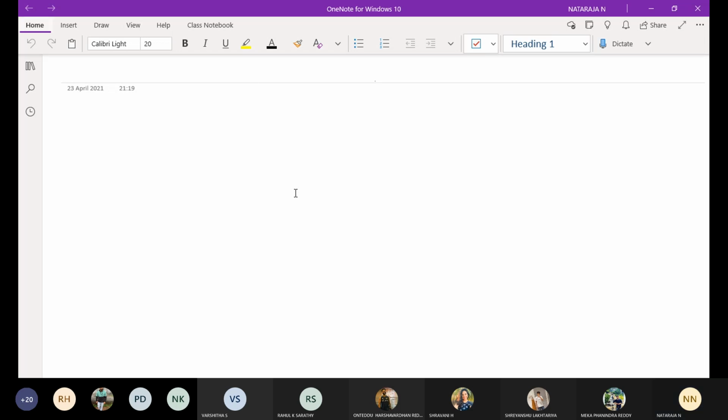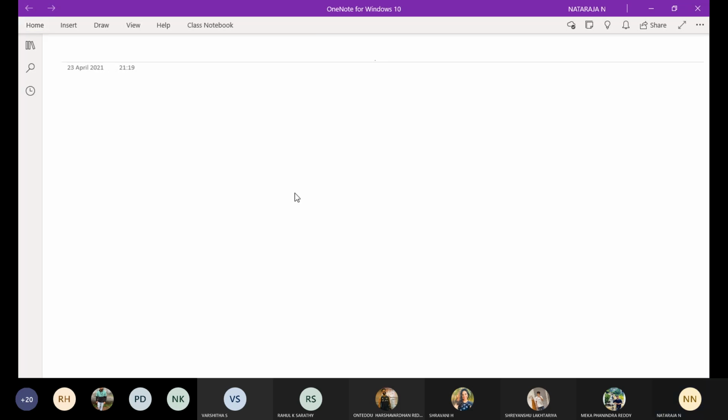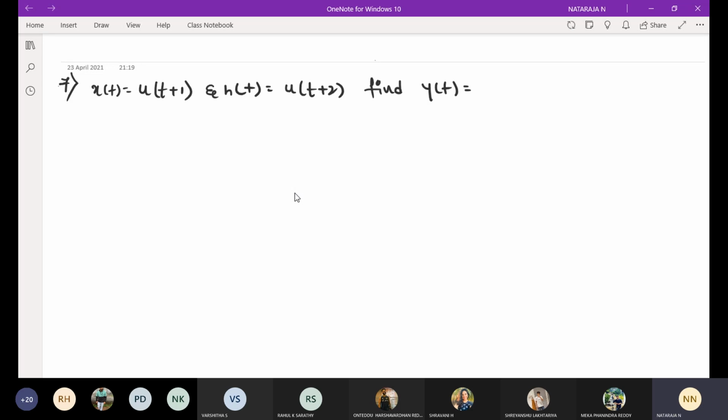Next problem. X of t is equal to u of t plus 1 and h of t is equal to u of t plus 2. Find y of t is equal to x of t convolved with h of t.